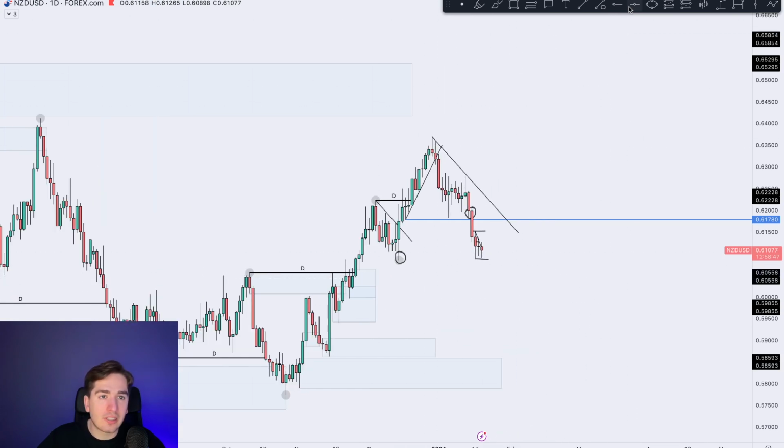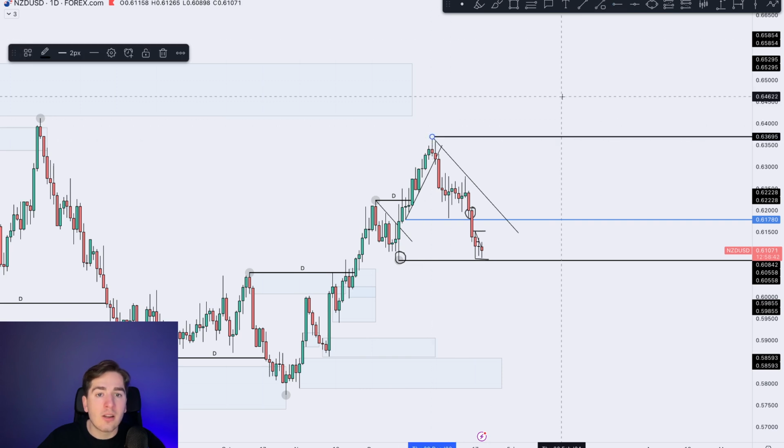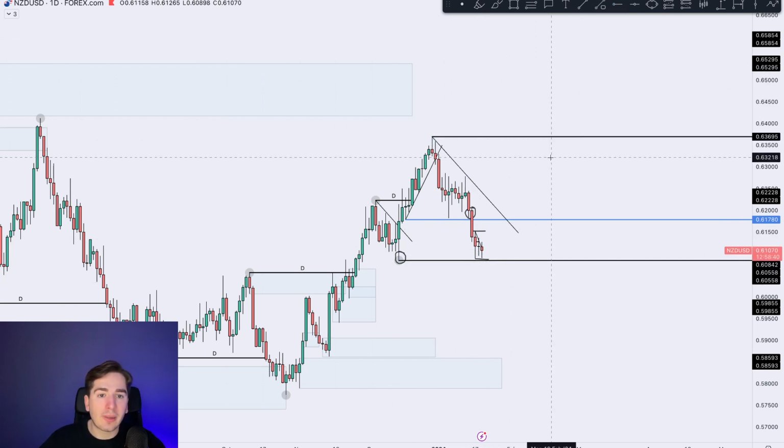And of course, we're also inside the daily extreme. This is your daily swing low and this is your daily swing high. So we've now pulled back towards the daily swing low, so you do expect further upside.